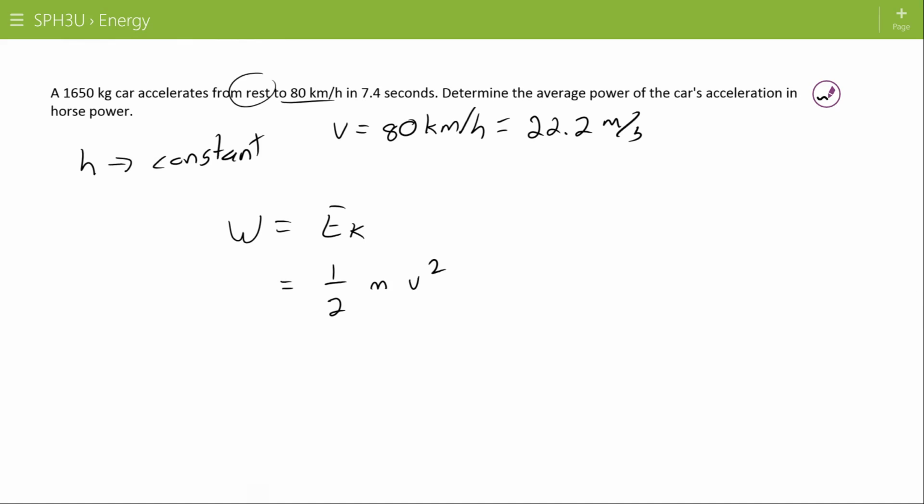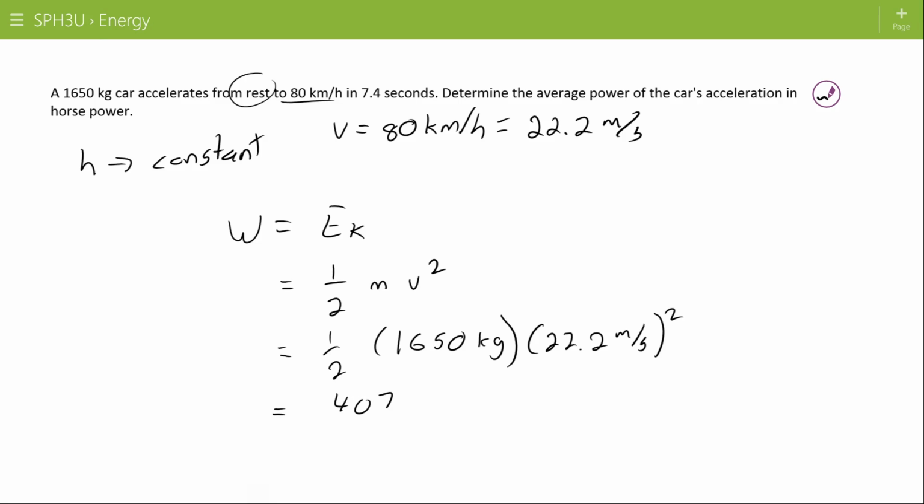Here it started from rest, so it had no kinetic energy, so the work is just the total kinetic energy it ended with. So 1/2 times that mass, 1,650 kilograms, times the velocity squared, so we can punch all that into the calculator and we get 407.